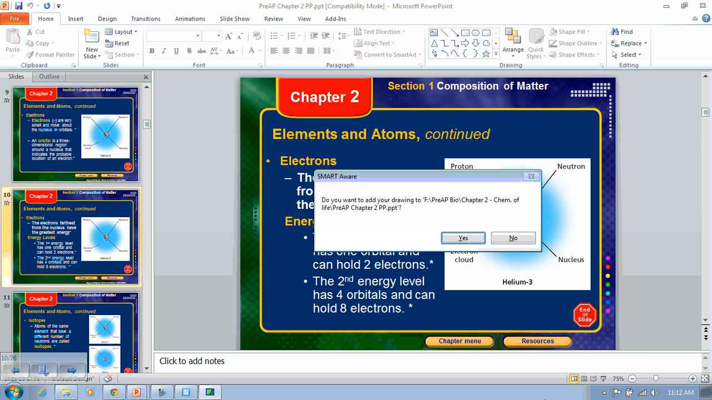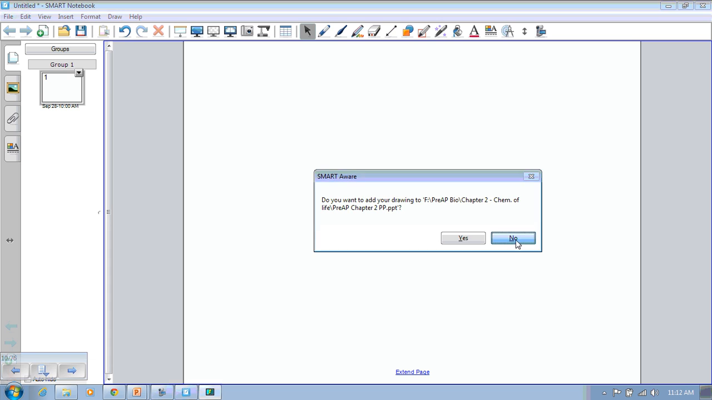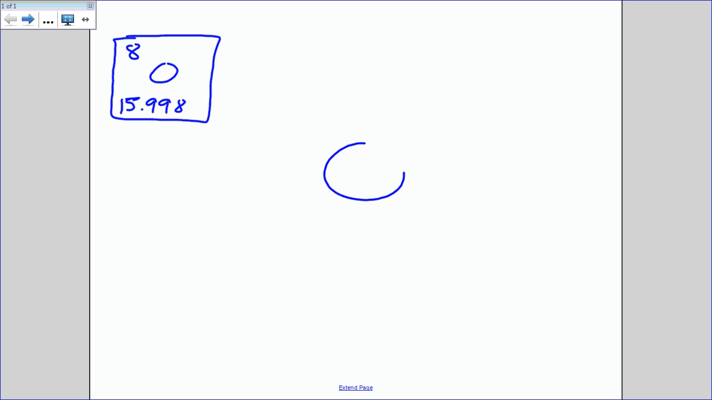Let me switch over so I can draw something out here. Okay, so let's say that we're going to draw oxygen. Oxygen is atomic number 8, and it has a mass number of 15.9. Okay? So when we go to draw oxygen, what do I do first? What's the part that holds the protons and neutrons? Nucleus. Okay. So we're going to have our nucleus.